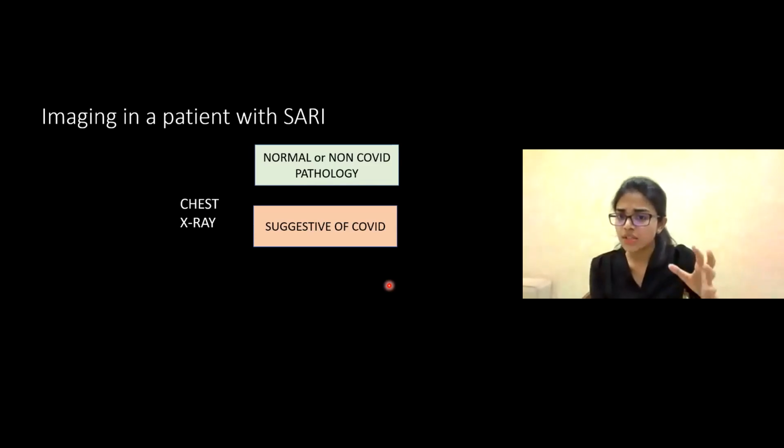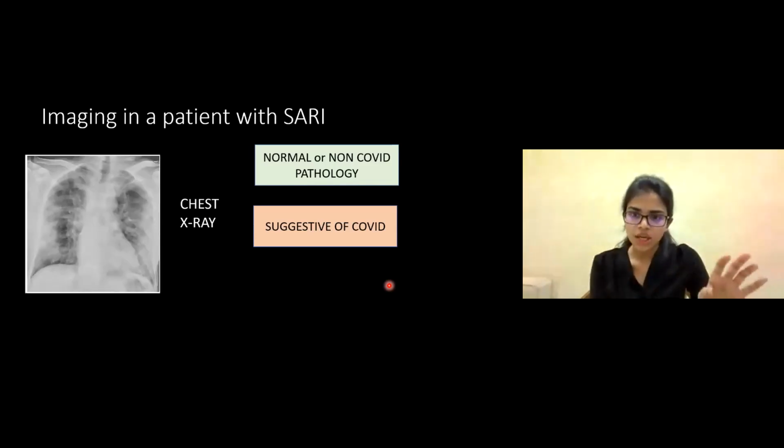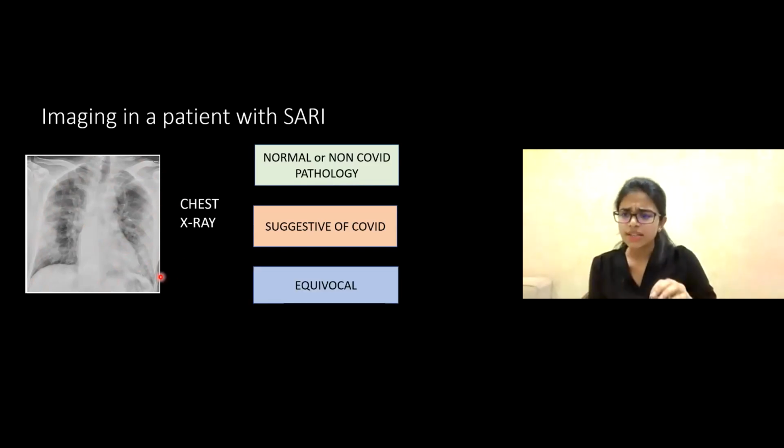If the X-ray is suggestive of COVID, the X-ray looks something like this. Like you see, multiple subpleural, peripheral, patchy airspace opacities involving the lateral aspect of the chest. Right. So this kind of a picture tells you that the X-ray is pretty much suggestive of COVID infection. Or the X-ray could be equivocal. That is, you're not really sure. Maybe it's showing some atypical findings and you're not sure if the patient is having COVID or not. In that case, you can refer the patient for a CT scan.